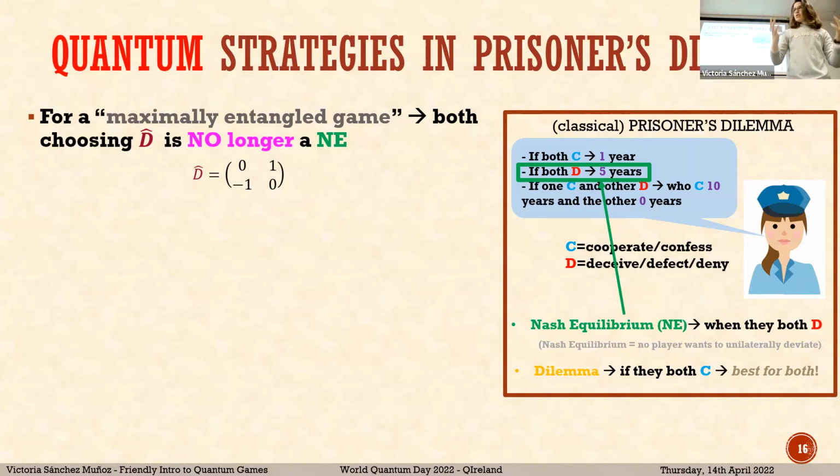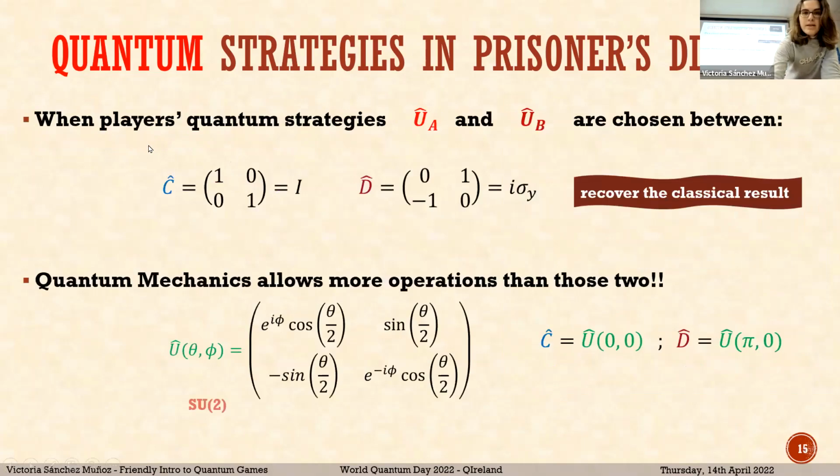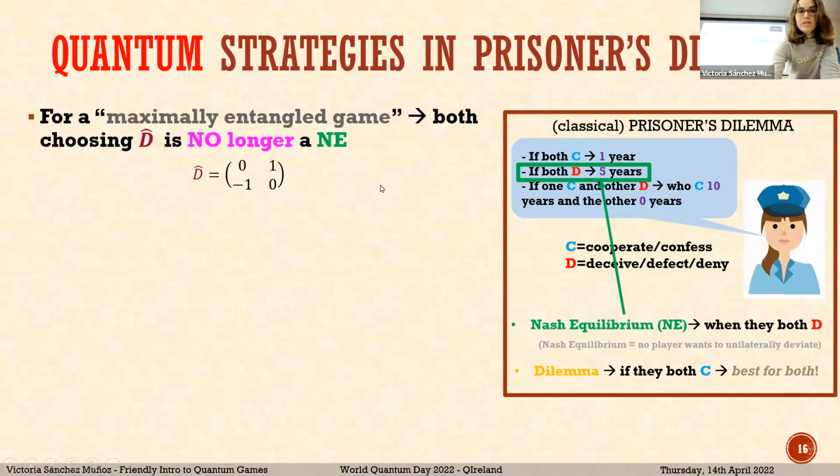But for a certain choice of an entangled game, both choosing this D, remember that this D is the classical one, corresponds to the classical result, is no longer a Nash equilibrium. This is the classical prisoner's dilemma. Remember that this solution was the Nash equilibrium. In the quantum version, under these assumptions, that is no longer a valid Nash equilibrium, in which no player wants to unilaterally deviate from it.